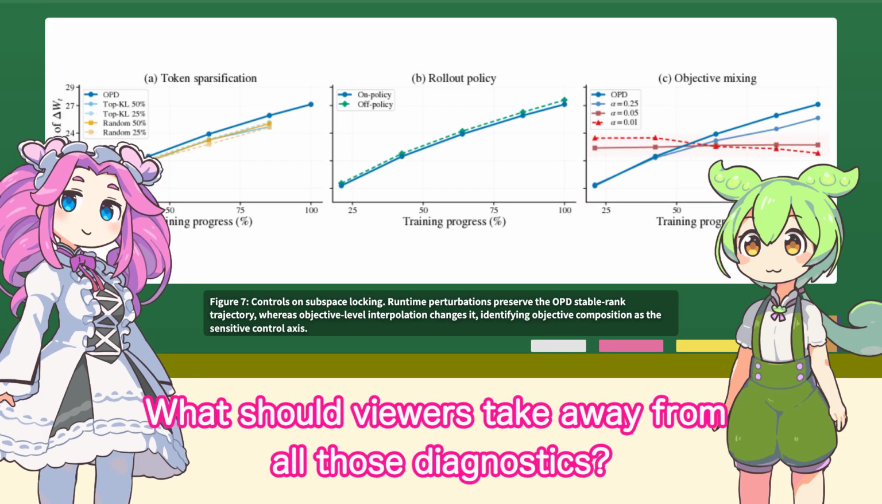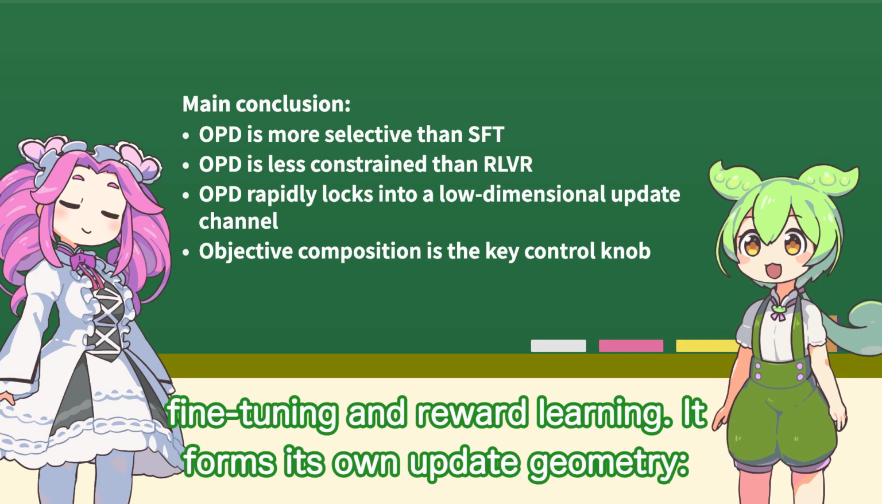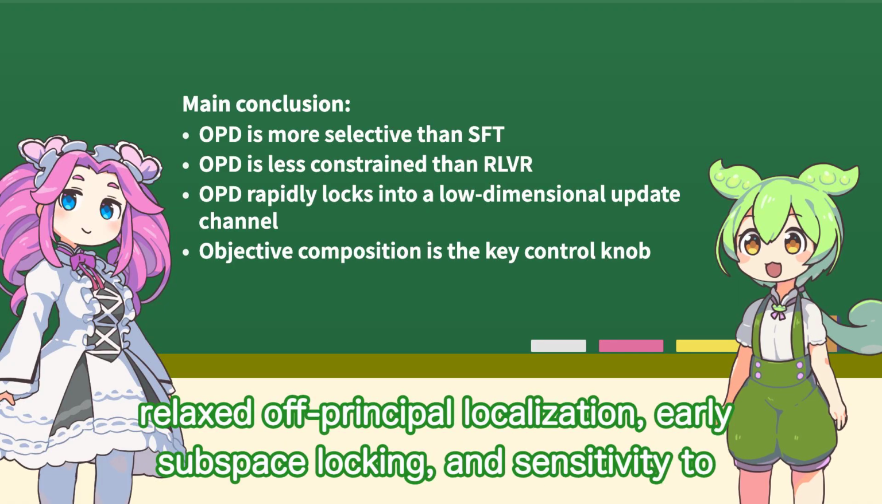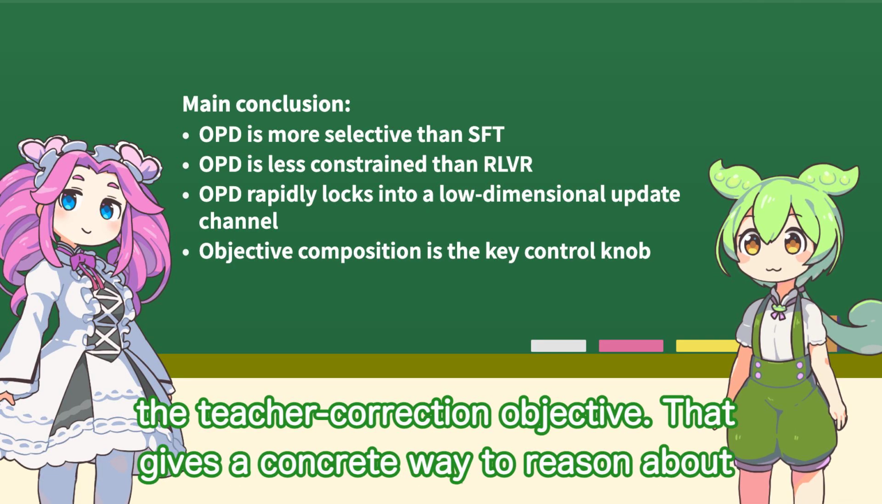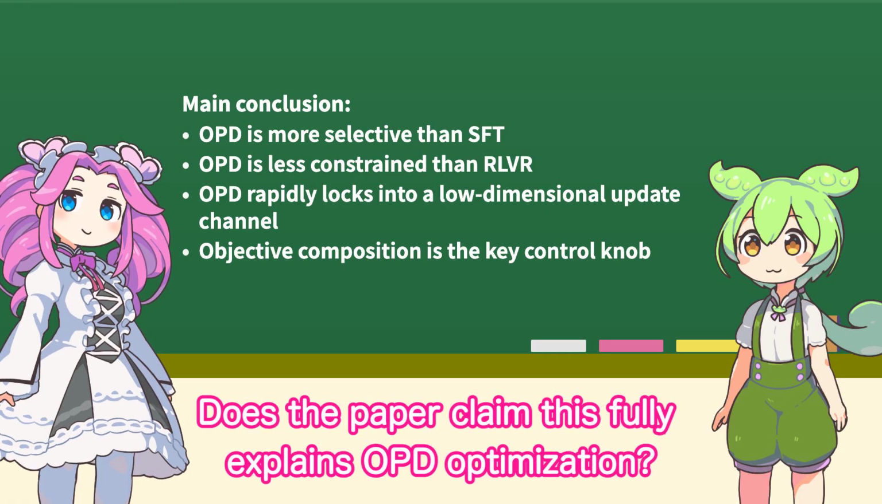What should viewers take away from all those diagnostics? The takeaway is that OPD is not just halfway between supervised fine-tuning and reward learning. It forms its own update geometry: relaxed off-principal localization, early subspace locking, and sensitivity to the teacher correction objective. That gives a concrete way to reason about why OPD can move more than RLVR while still preserving pre-trained structure better than SFT. Does the paper claim this fully explains OPD optimization?